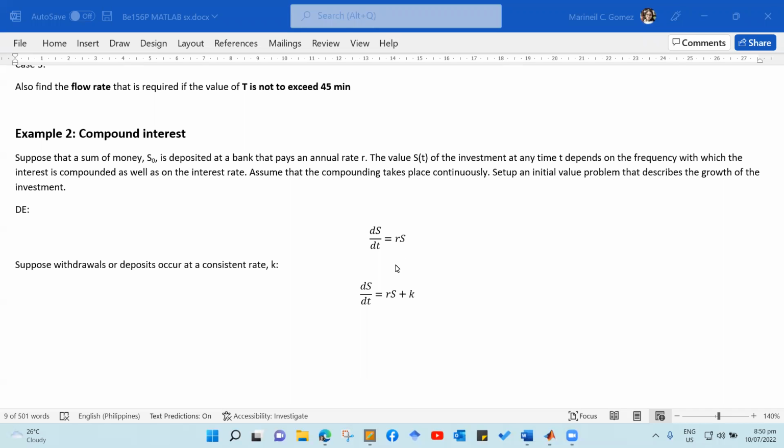Okay, so continuing on with our examples of differential equations. We have now example number 2, which is compound interest. This is a classic compound interest problem.